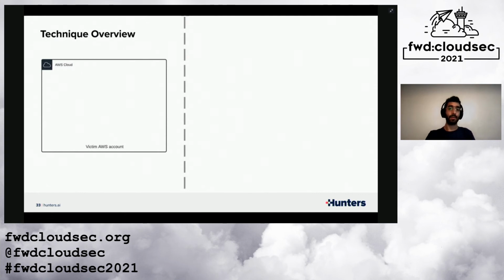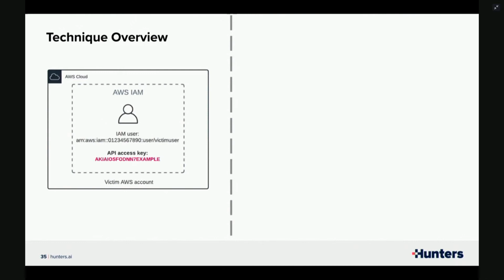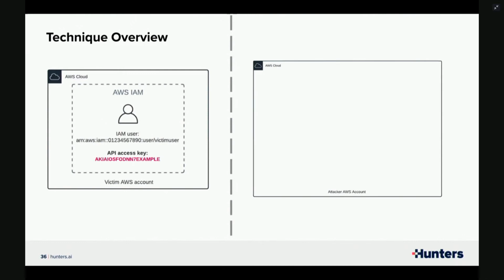So let's say a victim has an AWS account, and in that account he has a user, and that user has credentials. The attacker can also create his own account. All that is required is a credit card.